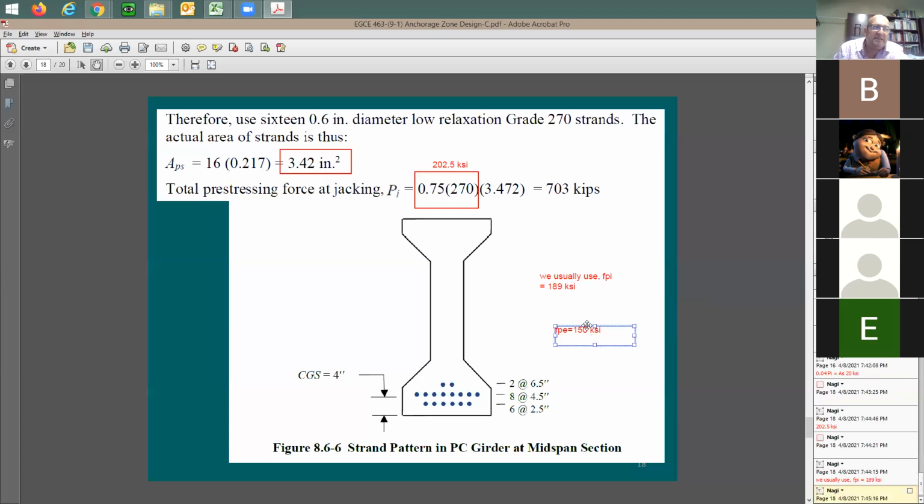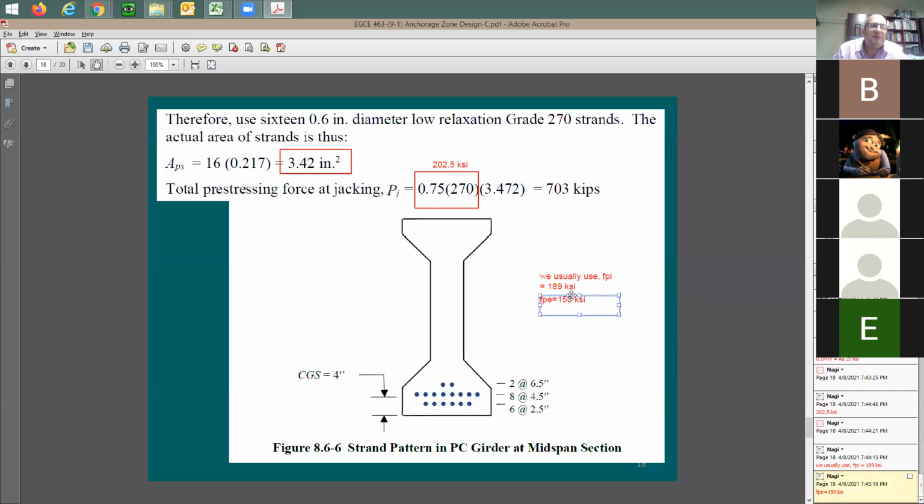So what I'm trying to say is there is no just one set value. It depends on the design methodology, it depends on the company, and it depends on the type of mechanism for reducing the losses. So here they're expecting that they're going to be able to take it all the way to 75% of the 270. So I don't want someone here to come and say, but we usually use 189. Should I change it? I can say no. In this example, it is clear that they'd like to use 202 KSI for the FPI. So I'm okay with this.